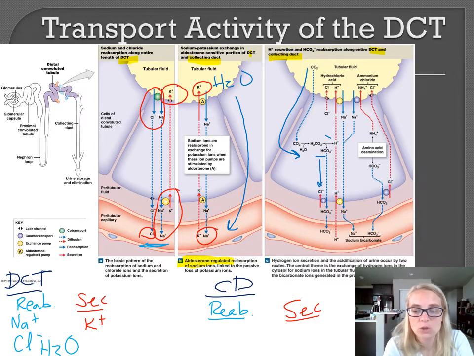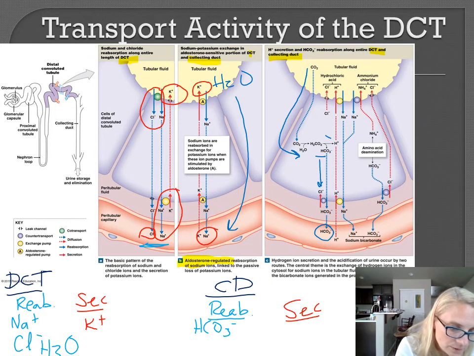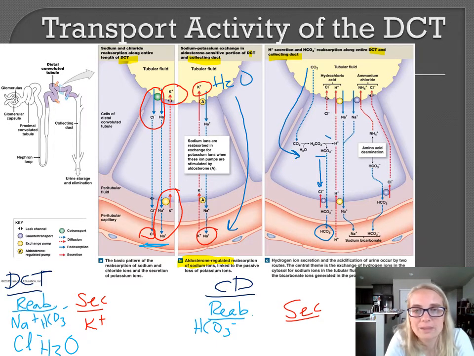Here we are going to reabsorb our bicarb with this counter transport. Hey, look, it's chloride. It's like the chloride shift alkaline tide mechanism all over again, but now in these cells. So we're going to be reabsorbing bicarb. So I can go over and add that to my list, HCO3 minus. All right, so we are reabsorbing bicarb at the distal convoluted tubule and the collecting duct.